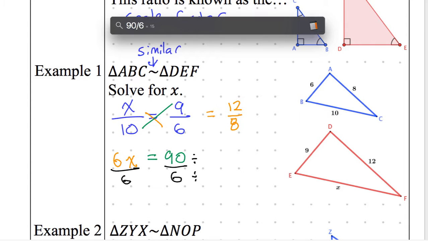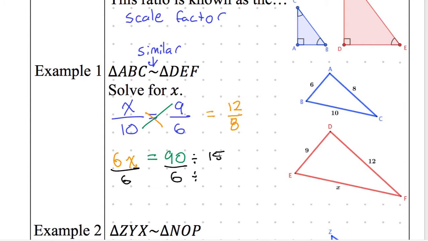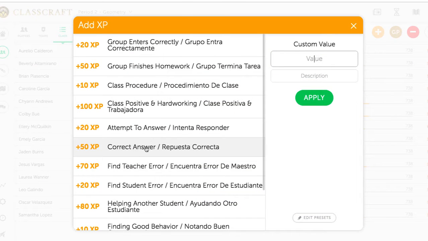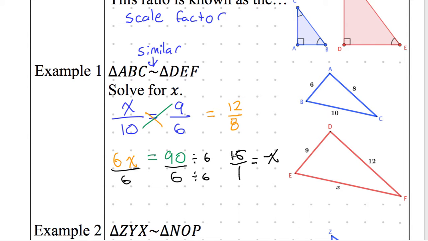By the way, you'll have calculators for all of your homework tonight. 90 divided by 6 is 15. Good job, Oscar. So it's 15 over 1, and that is equal to x. Thank you, Oscar. Turn in your participation card. And there's your XP. All right, that means x is 15. Box it. That's our final answer.